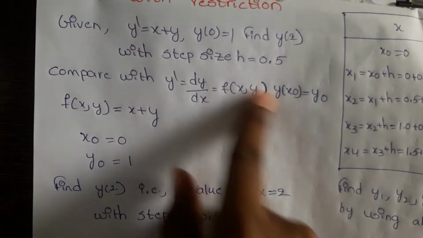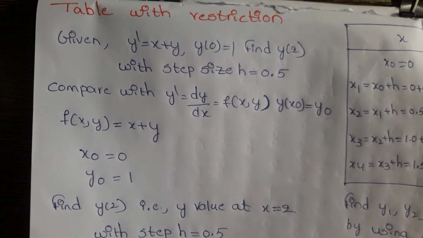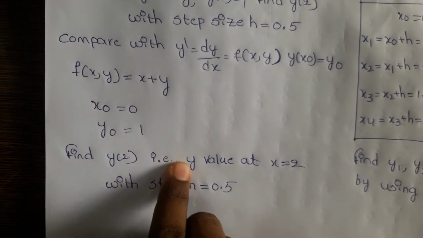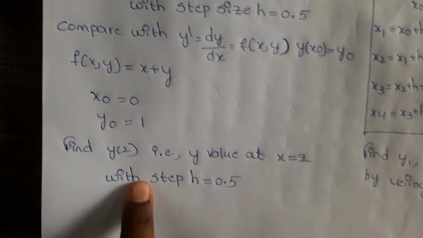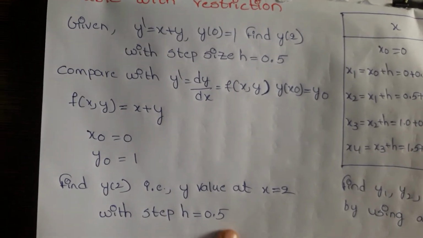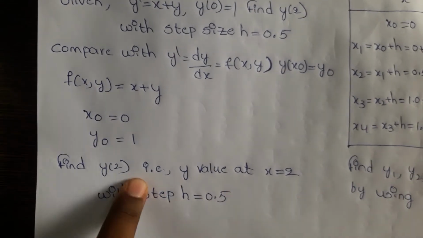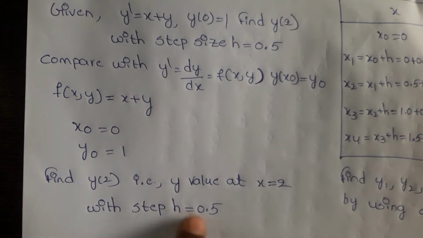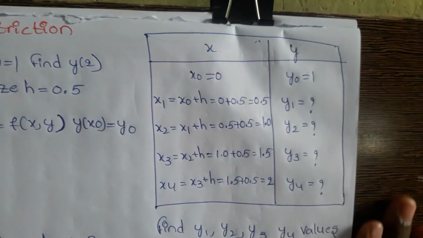This is the same process for table with restriction and without restriction. Here we have to find y of 2, that is the y value at x is equals to 2 with step size 0.5. For table without restriction we don't have this. With restriction we have this step size h is equals to 0.5. So the table will be like this.